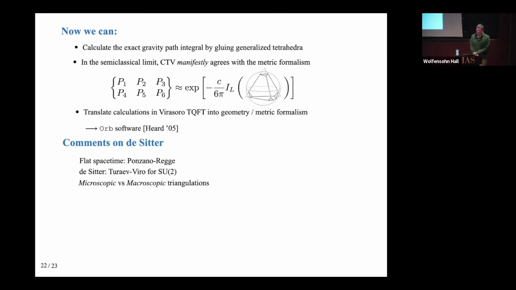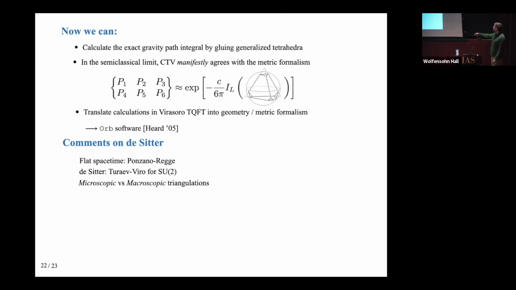I want to make a few preliminary comments on de Sitter space. So there does seem to be something similar in de Sitter with positive cosmological constant. Actually, the history here is that de Sitter was sort of done first. Actually, this decomposition of gravity into tetrahedra goes back to the model of Ponzano and Regge, who discretized flat spacetime into the 6J symbols of SU2.